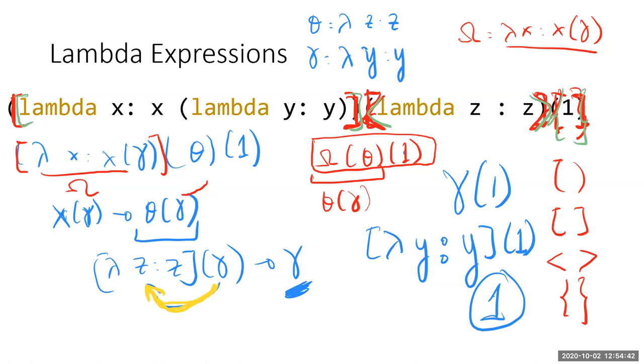Lambda expressions can get confusing really easily. That's why the key here is to make things clearer by substituting lambdas. When you see a lambda substituted into another variable, even when there's another lambda inside of it, try to make the brackets clear. Okay?